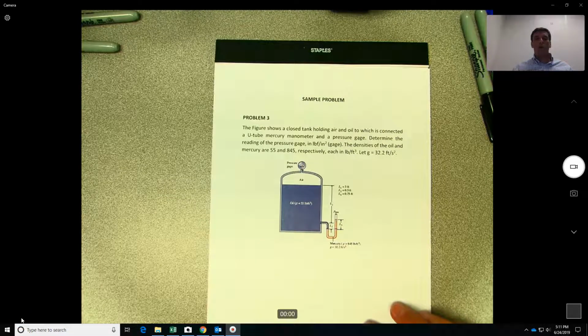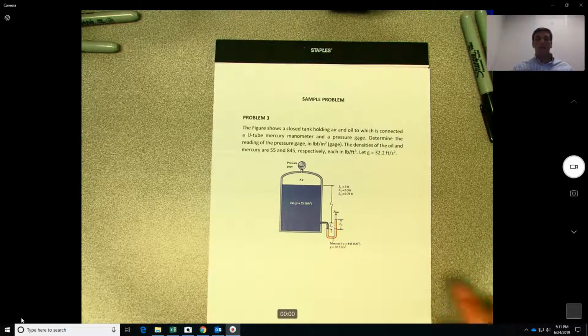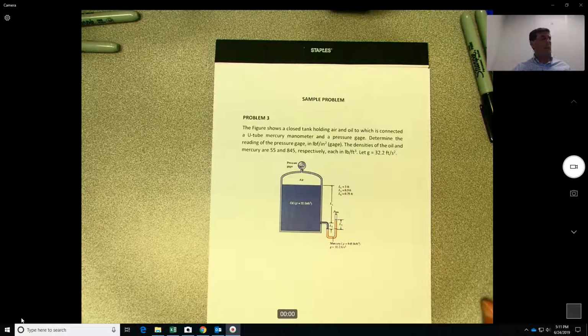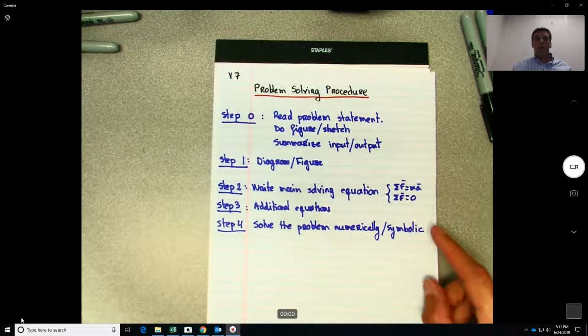Okay, so the third problem we're going to be doing as an example is shown over here, and is basically a tank connected to a manometer. All right, but like I always show you, this might be the last time. In order to solve the problems, I always follow the same procedure.